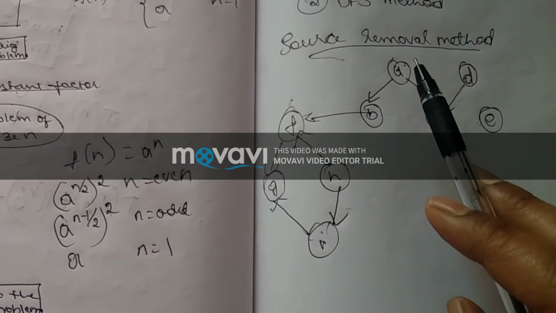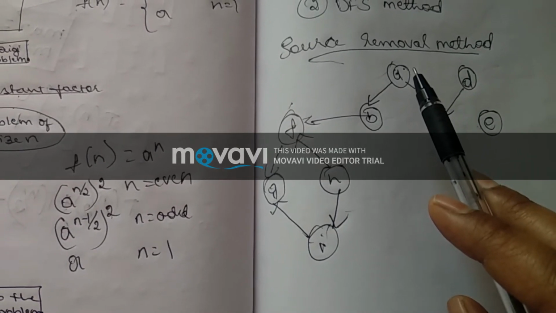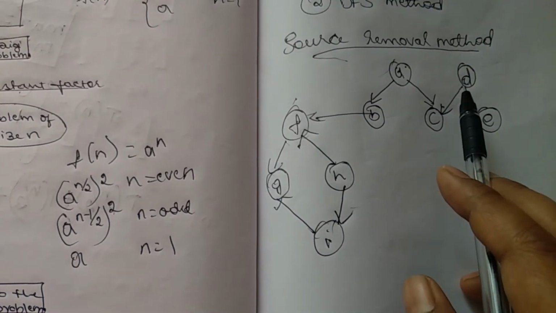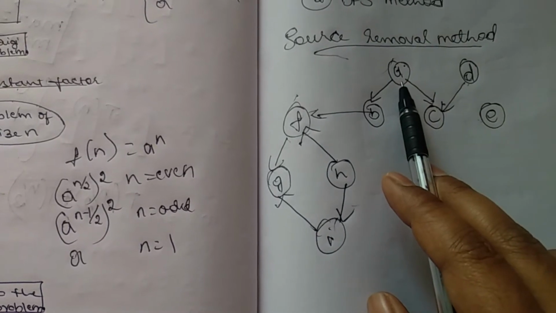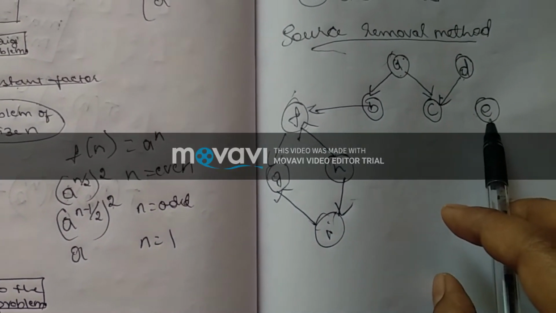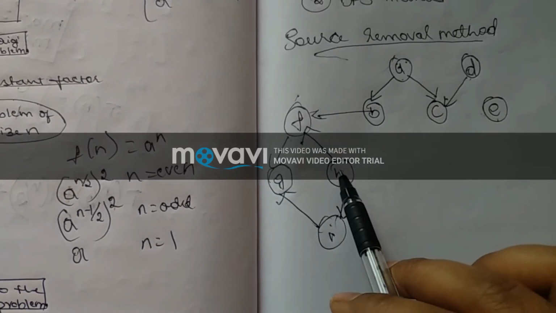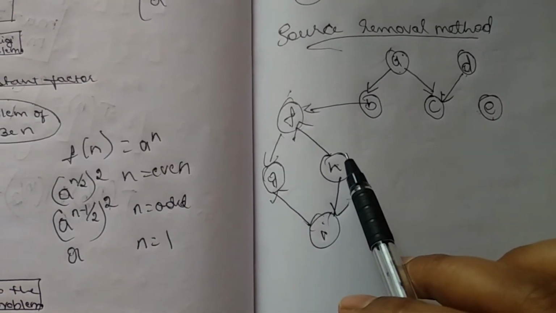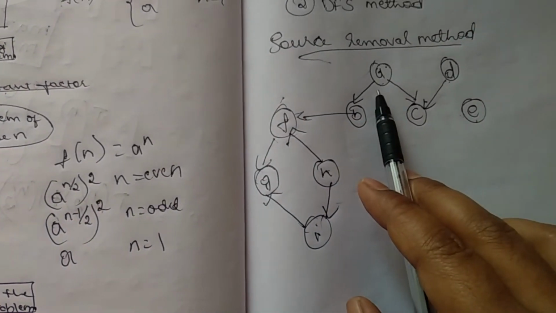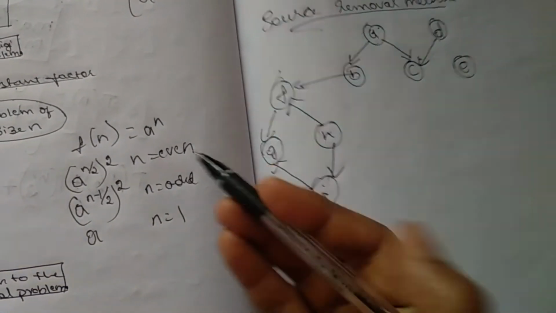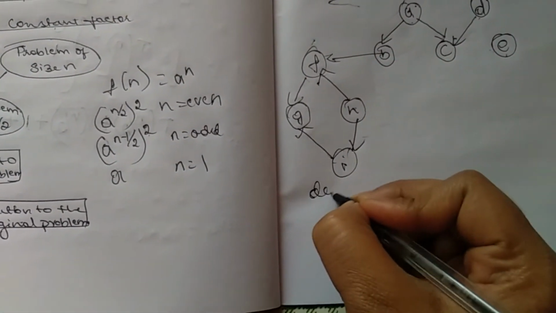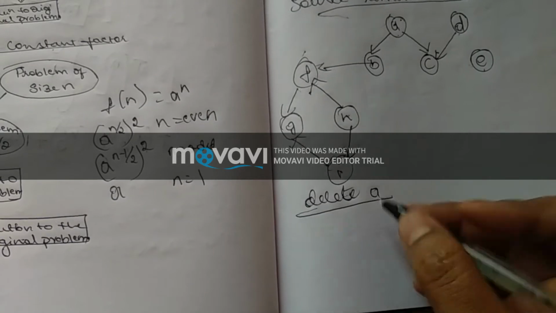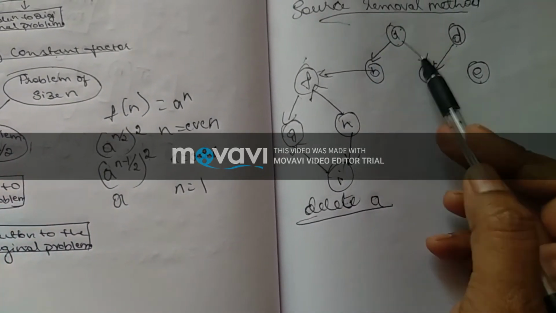If you want to remove a vertex, what is the first condition you have to remember? The vertex should not have an incoming edge. See here, D is not having any incoming edge, then A is not having any incoming edge, E is not having any incoming edge, and H is also not having any incoming edge. But according to the linearity, arbitrarily we go with whichever alphabet comes first, that is A. So first you have to delete A, and the corresponding outgoing edges also have to be removed.